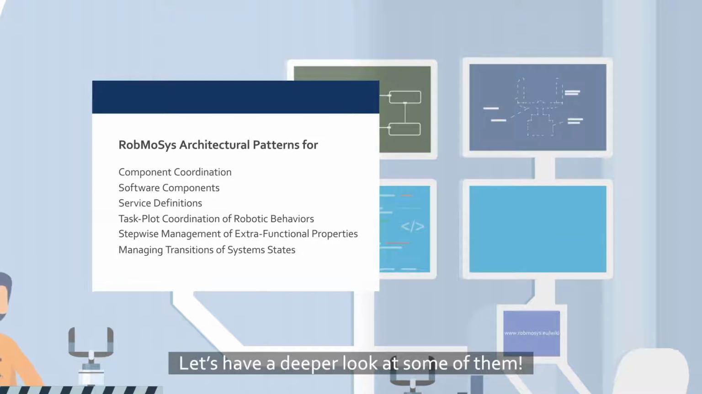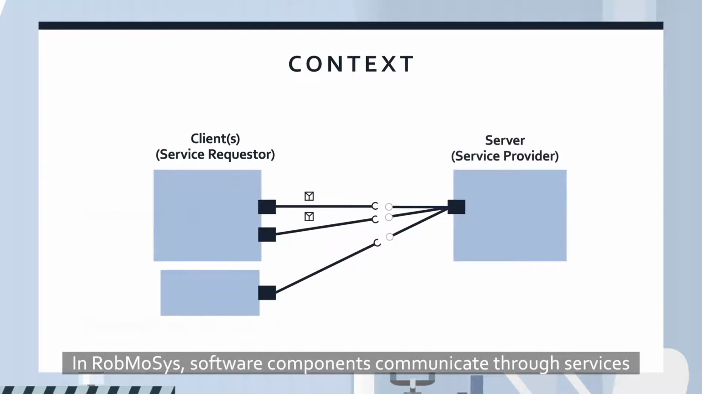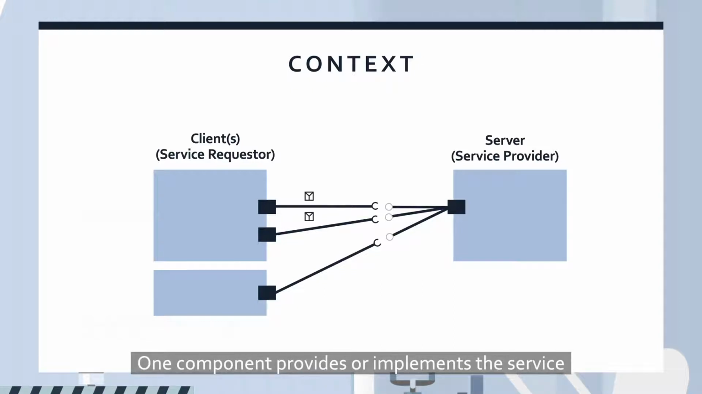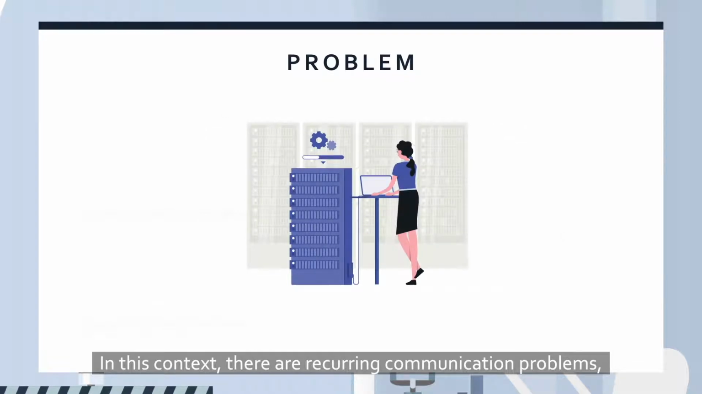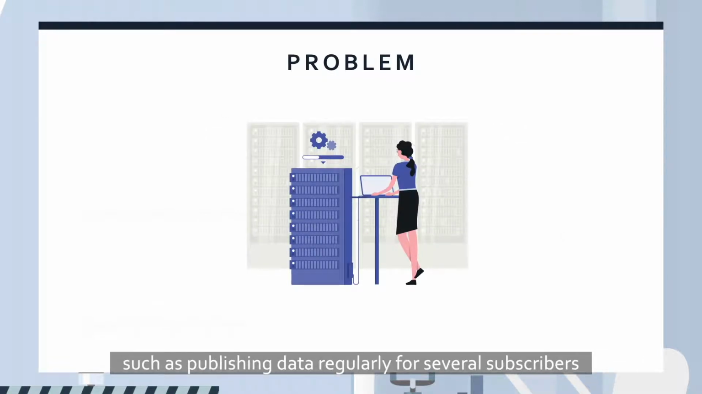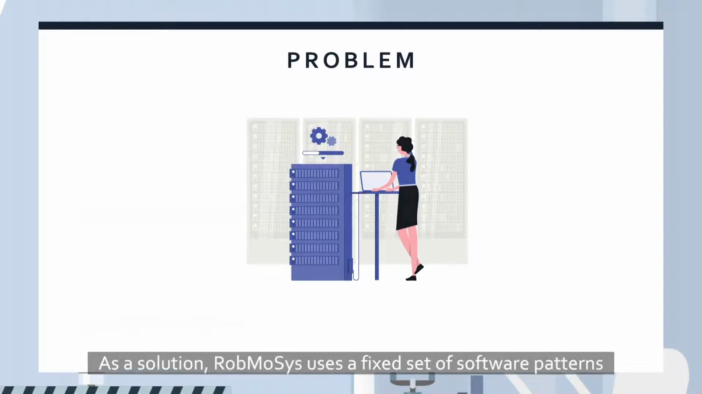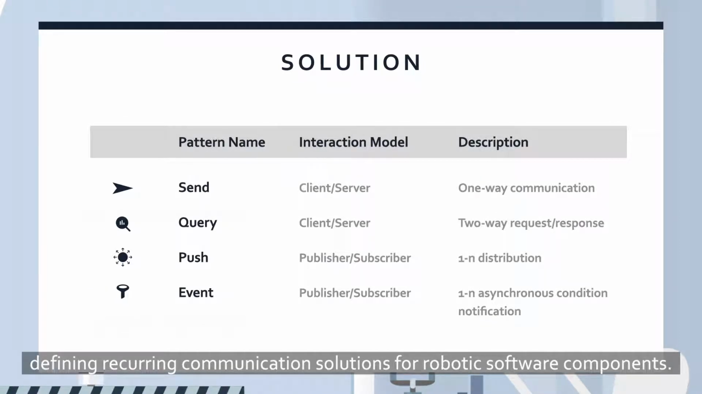Let's have a deeper look at some of them. Architectural pattern for communication. In RobMoSys, software components communicate through services that exchange data structures called communication objects. One component provides or implements the service, and the other component requires or uses it. In this context, there are recurring communication problems, such as publishing data regularly for several subscribers and querying data on demand. As a solution, RobMoSys uses a fixed set of software patterns defining recurring communication solutions for robotic software components.